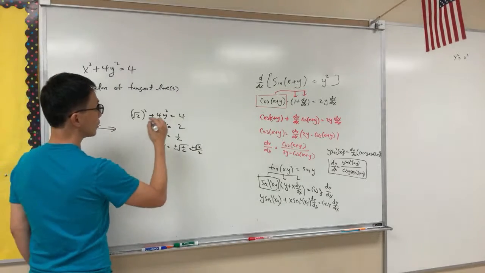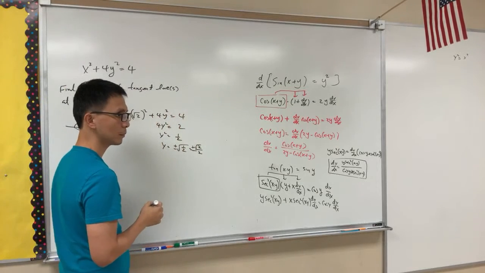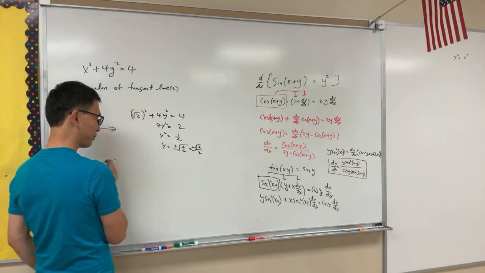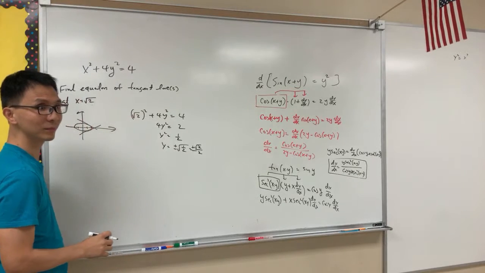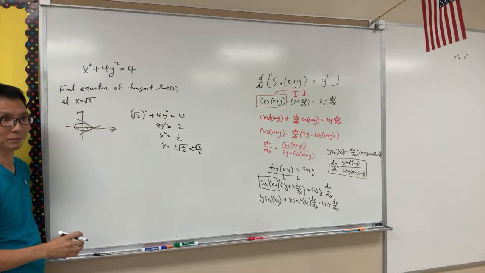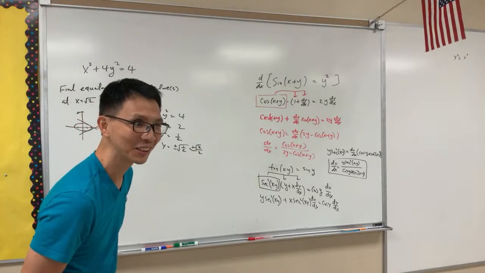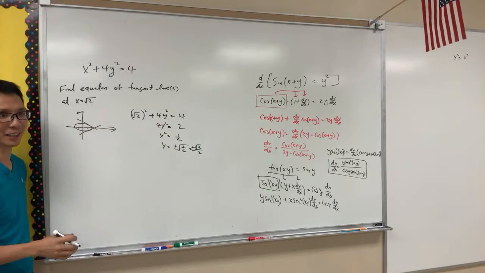Hold up, what did you just do? It's 1 over square root of 2. Oh, okay, 1 over 2, you mean? Okay, we got it right. Illegal. You know what? It's perfectly legal, it's math.